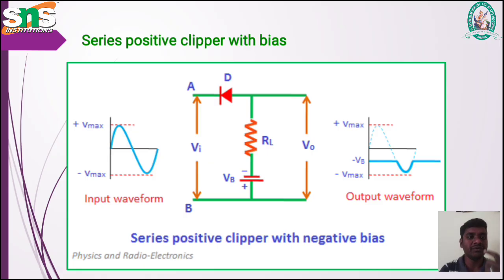Then the positive clipper with negative bias. If you connect the negative bias to the circuit, the negative terminal is connected to the resistance and the diode, and the positive terminal is connected to the input signal. If you supply a sine waveform, you will get a combination of the input signal and the battery biasing. So the positive half will be cut off, and in the negative half, part of the signal will be cut off, and we'll get the output waveform like this.